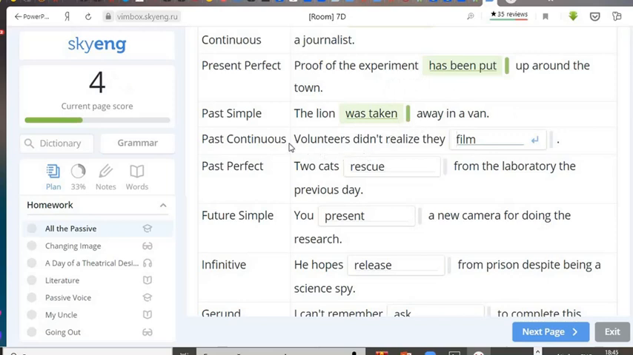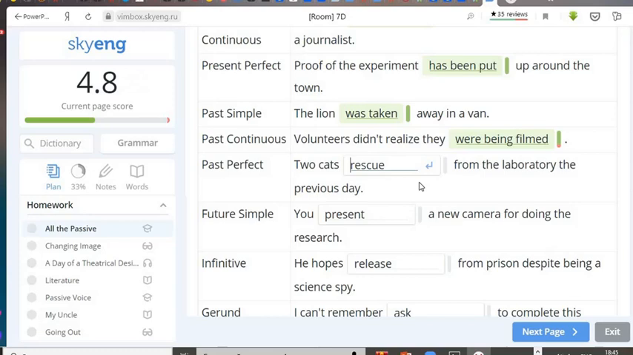Next, past continuous. Volunteers didn't realize they. So, the answer is, of course, were filmed. Let's check. Something went wrong. What is wrong here? Help me, please. They were being filmed.